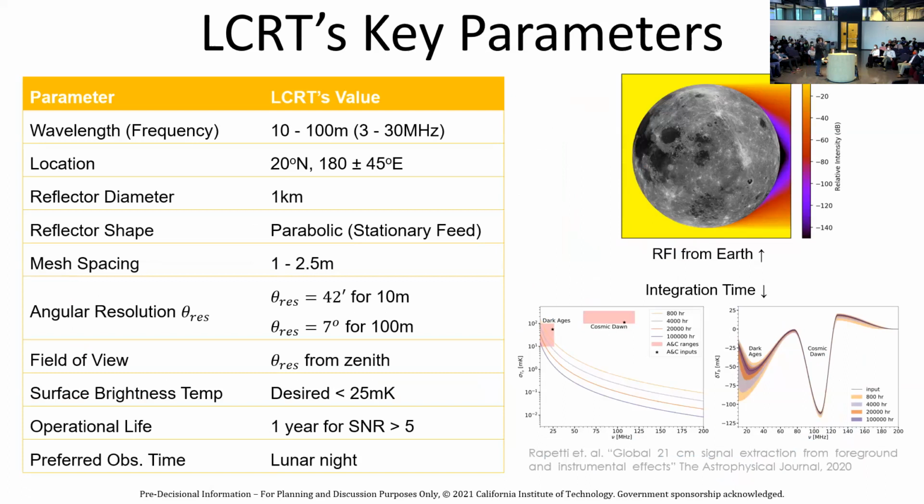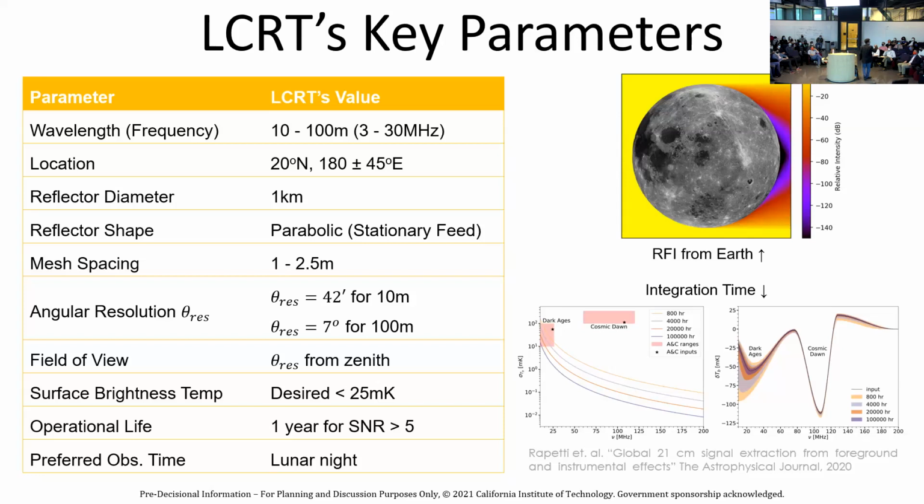This one is kind of a key overview of what the LCRT would look like. It's a 1 kilometer size reflector. We're trying to put it somewhere around 20 degrees north. That's what it told me. There's also another location requirement: 180 degrees plus or minus 45, because the figure on the right shows that at different wavelengths, you still have the radio interference from Earth that could seep in. So only the blue region right at the bottom, on the extreme right, is the really radio quiet region. So we want to sit right there.